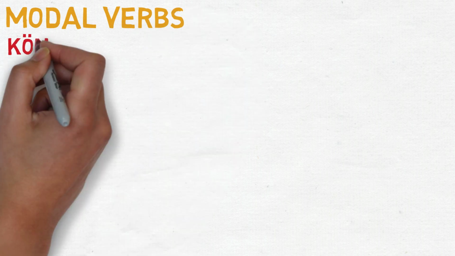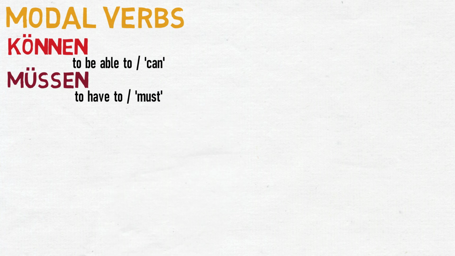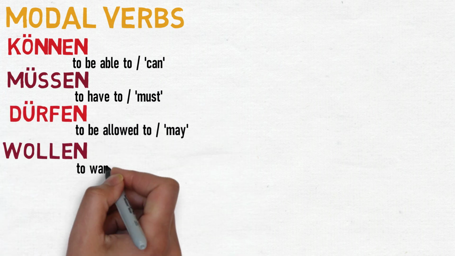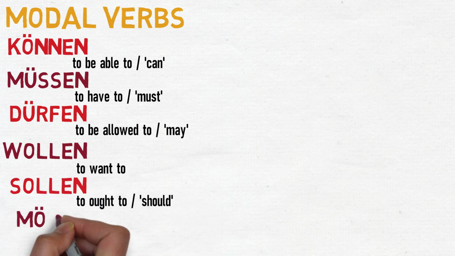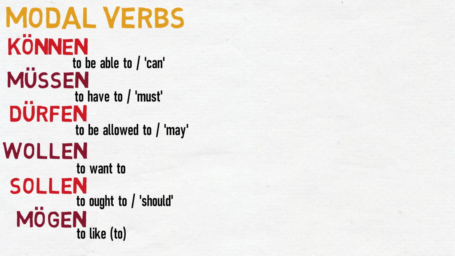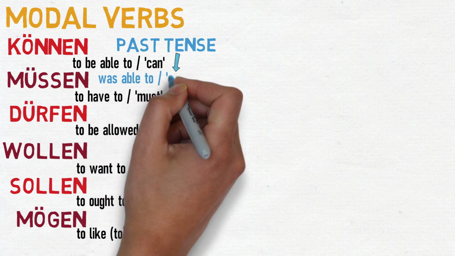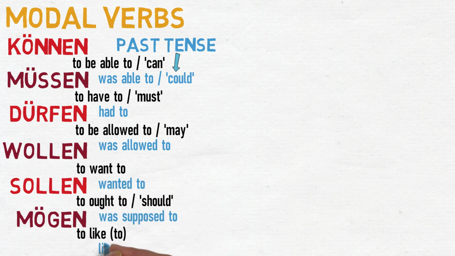As a quick recap, the modal verbs are können, to be able to or can, müssen, to have to or must, dürfen, to be allowed to or may, wollen, to want to, sollen, to ought to or should, and mögen, to like or to like to. That means that in the past tense, these verbs will mean was able to or could, had to, was allowed to, wanted to, was supposed to, and liked or liked to.